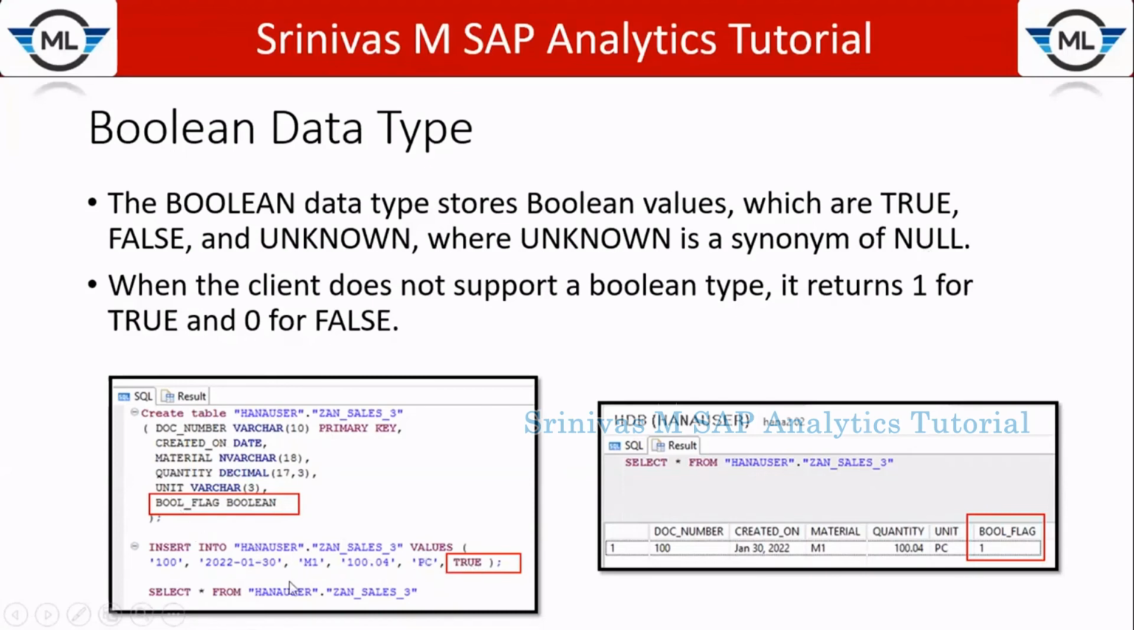And when you retrieve this data from this column, how does it look? That's why I gave one select statement also on this table. You see, when I am retrieving data from this table, instead of true, it is showing 1. Why is it showing 1? We have written here, when the client does not support a Boolean type, it returns 1 for true, 0 for false. Since I stored my data as true, it returns 1. If I stored false, then it will return 0 here. So this is about Boolean data type.